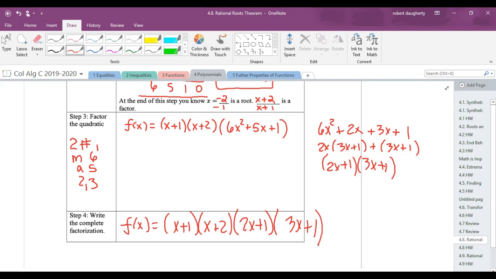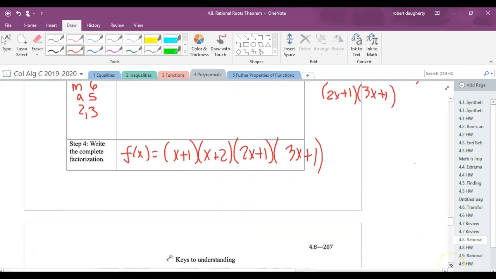But what is going to be the root? When I set this equal to 0, what's the root going to be? Negative 1/2. This one's negative 1/3. If you want to do synthetic division on this one, you're going to have to use fractions, okay? So I got rid of the ones that were integers to begin with. It's easier to factor a quadratic than to use synthetic division on a quadratic. So that's why we want to reduce it to a quadratic and then factor from there, okay?